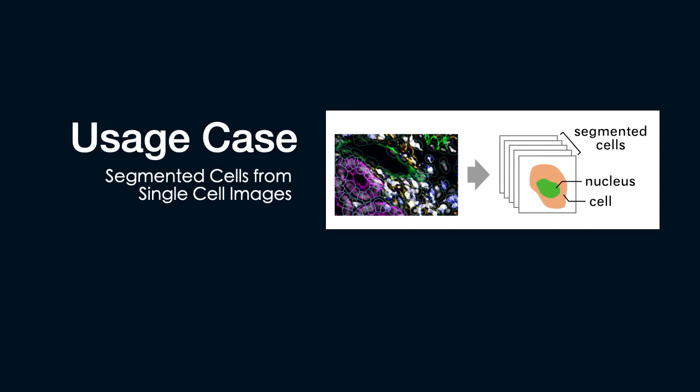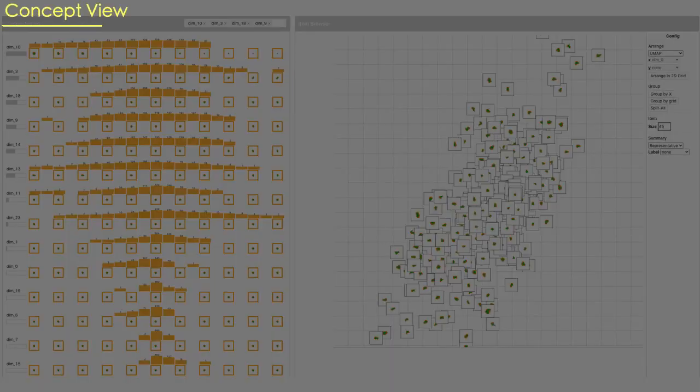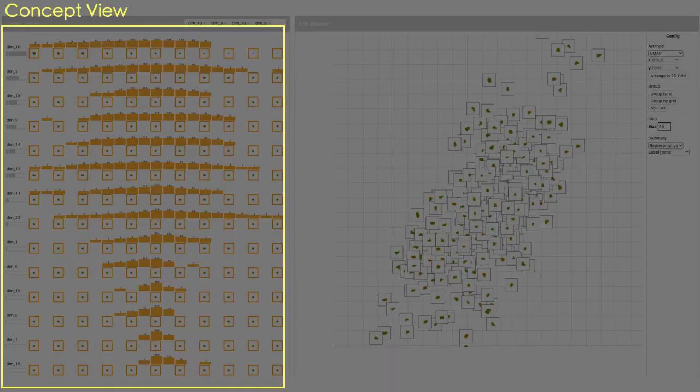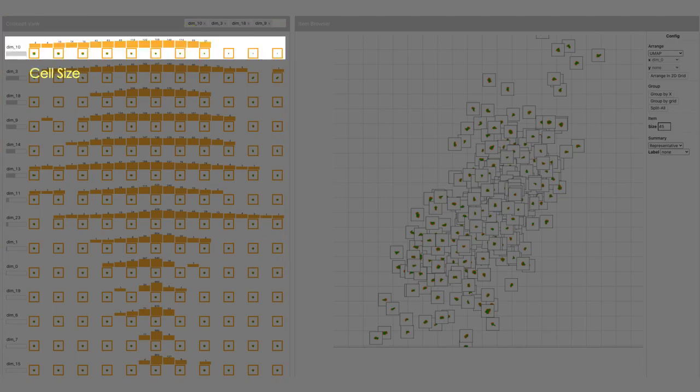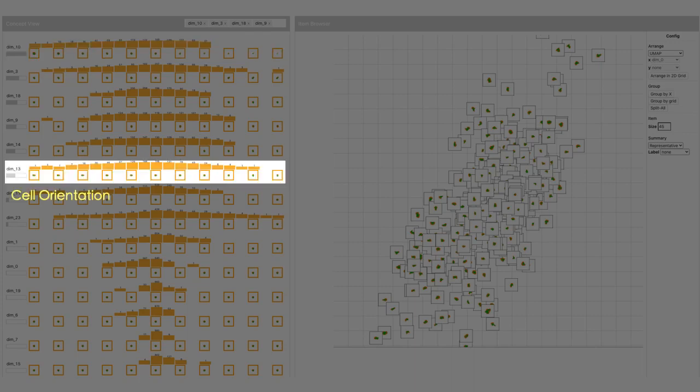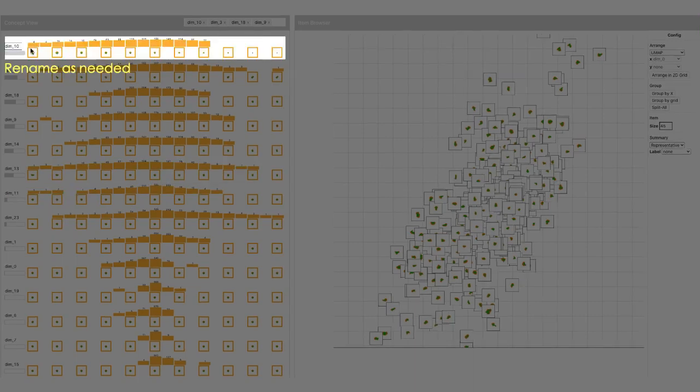We identify the boundaries of the cell and the nucleus from those single-cell images. In the left side concept view, each row is a latent dimension. For example, the value of this dimension is related to the cell size, and the value of that dimension is related to the cell orientation. Users can also rename a dimension as needed to facilitate the analysis.